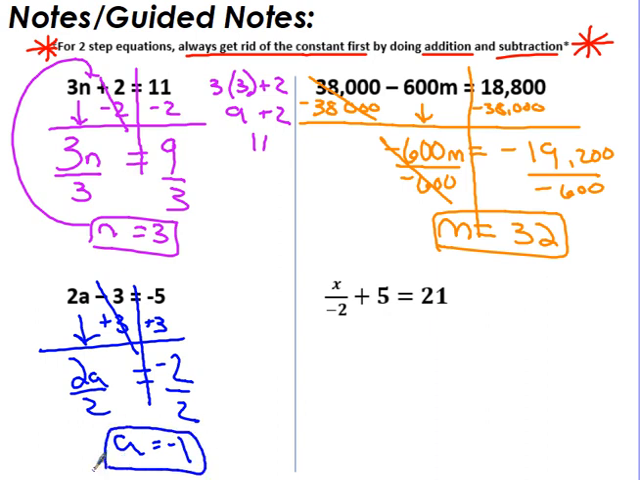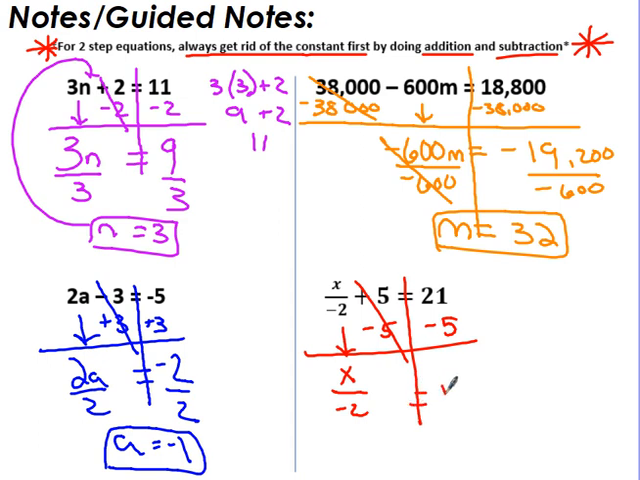Over here, I'll do red. So over here, I have x over negative 2 plus 5 equals 21. So I have to subtract 5 from both sides, and those go away. Bring down my variable and that division with it equals 21 minus 5 is 16.